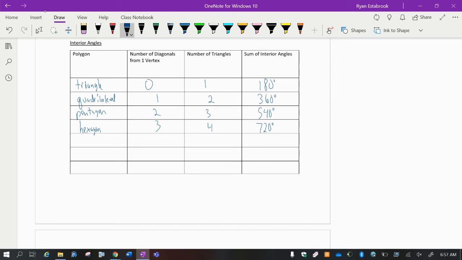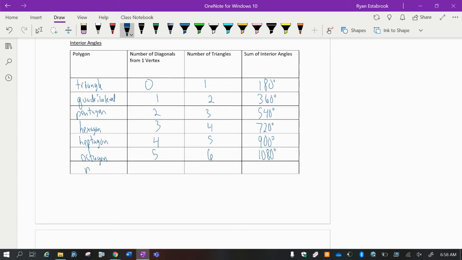The next shape we have is the heptagon, or septagon. 4 diagonals, making 5 triangles. 5 times 180 would be 900 degrees. I'll go for one more. This is called the octagon. An octagon has a total of 5 diagonals from one vertex. That creates a total of 6 triangles, and then 6 times 180 would give you 1080 degrees. And we can keep going and keep going.